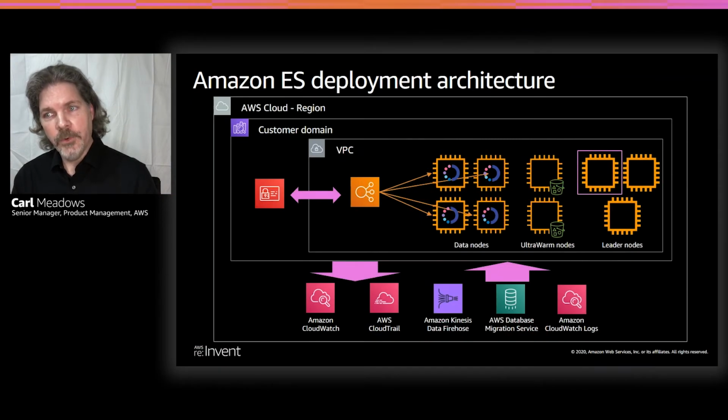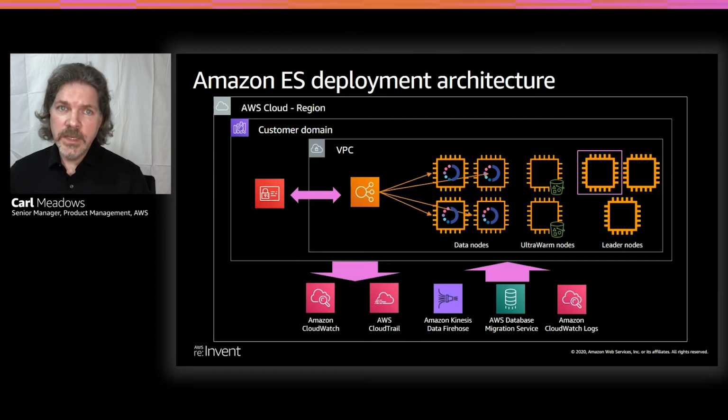That endpoint is then backed by data nodes and leader nodes. And also we have special UltraWarm nodes, which are our nodes that allow you to scale that data out into S3 and really drive down your cost. Other interactions are, metrics are pushed out into CloudWatch, and the control plane logs are pushed out into CloudTrail. The actual Elasticsearch logs are pushed out into CloudWatch logs. You have various pipelines you can use, such as Kinesis Firehose or AWS DMS, Database Migration Service, or even CloudWatch logs to populate data inside your domain.